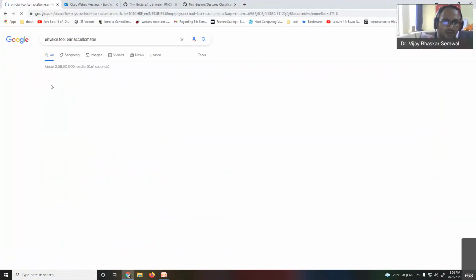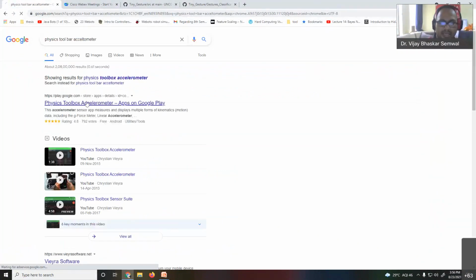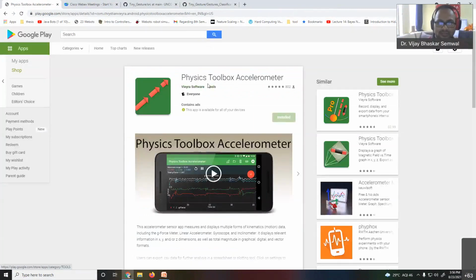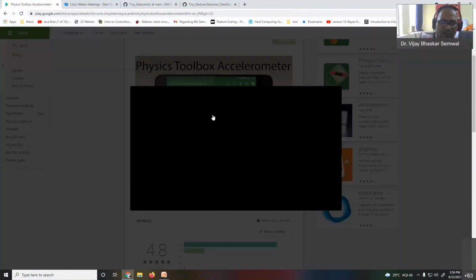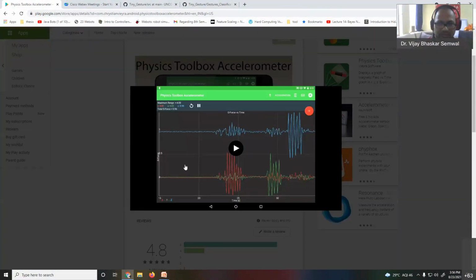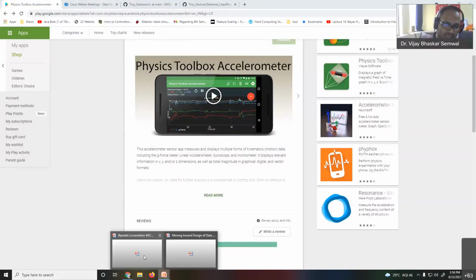Today you download this Android app. Anyone who is interested can download this free Physics Toolbox accelerometer app. Arduino board has all sort of sensors. From here you can visualize accelerometer, gyroscope, magnetometer. Now the question is coming: what is accelerometer?